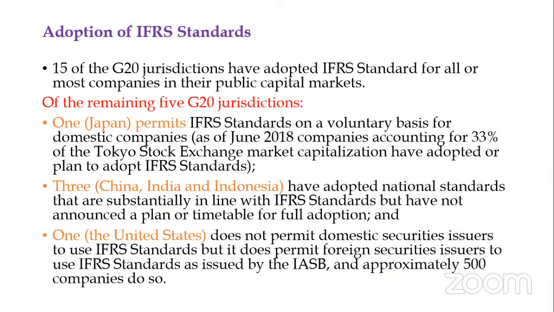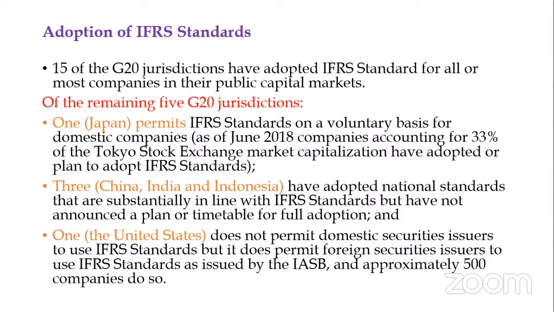Again, here in this point, 15 of the G20 countries, in this 15, one is Japan, and three are China, India, Indonesia, and another one is the US. I just wanted to emphasize here. Japan, what happened? In Japan, IFRS is also there. Japanese GAAP is also there. US GAAP is also there. Okay. Again, earlier IAS is also there. There are 4 accounting standards in Japan.